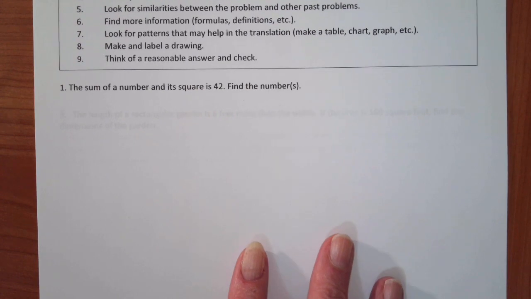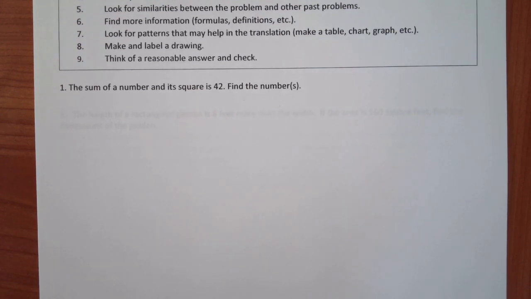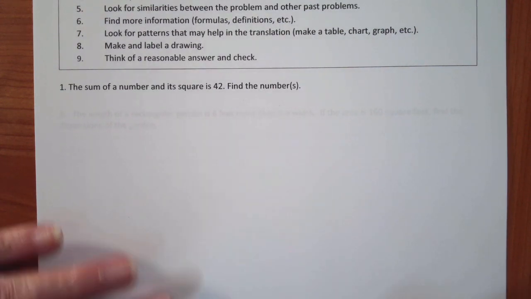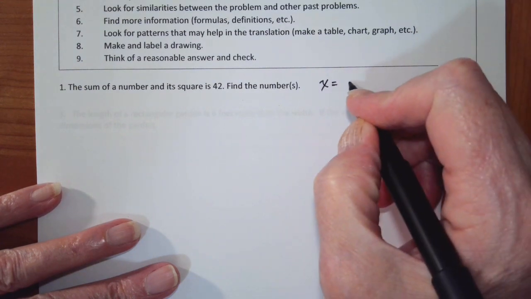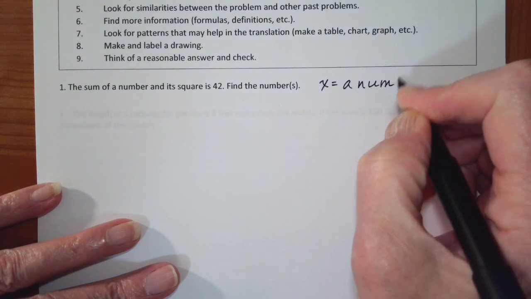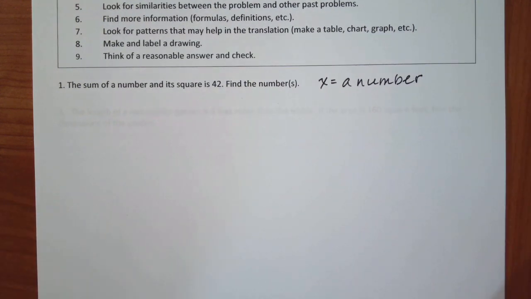the sum of a number and its square is 42. Find the numbers. Okay, well, the first thing I always do is look at what they want to know. So that's how I identify my variable. So I'm going to let x equal a number. Then I am going to translate all of this into an equation.